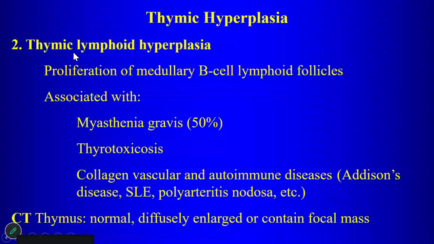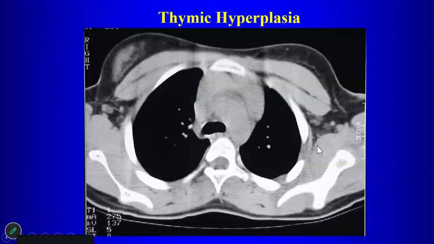There's also thymic lymphoid hyperplasia. This can give you more focal abnormalities in the thymus. This can mimic a thymic mass. It can occur in patients with myasthenia gravis, where they'll get these nodular areas of thymic hyperplasia within the thymus, and this can also be associated with other autoimmune diseases. So here the thymus might be diffusely enlarged, or there might be a focal enlargement in the thymus, which can mimic a thymic tumor.